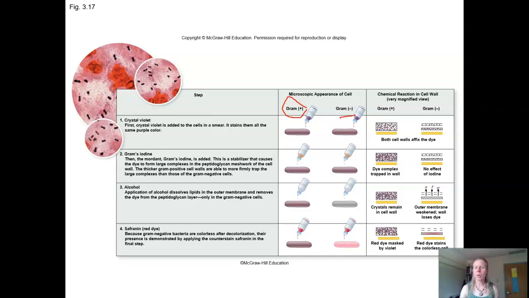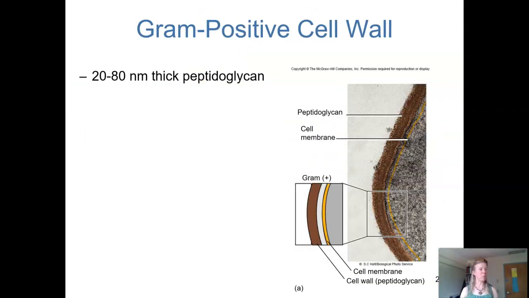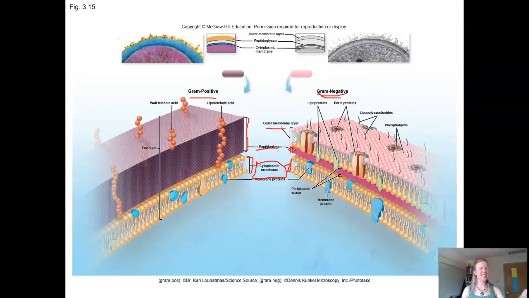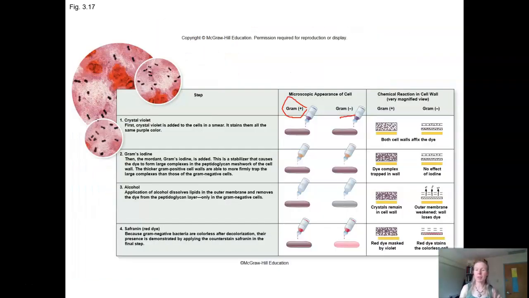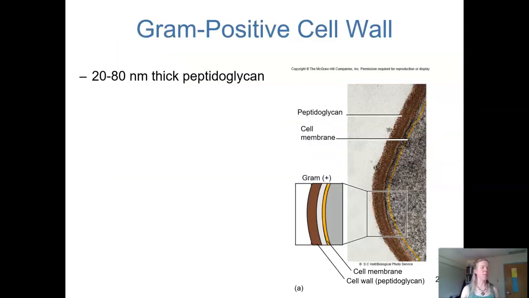right? And so gram-negative cells, remember, they just had that little tiny layer of peptidoglycan. And so the purple stain doesn't stay in it as well, right? And so it's going to end up looking red. That's gram-negative. We'll talk a lot more about these distinctions, okay?